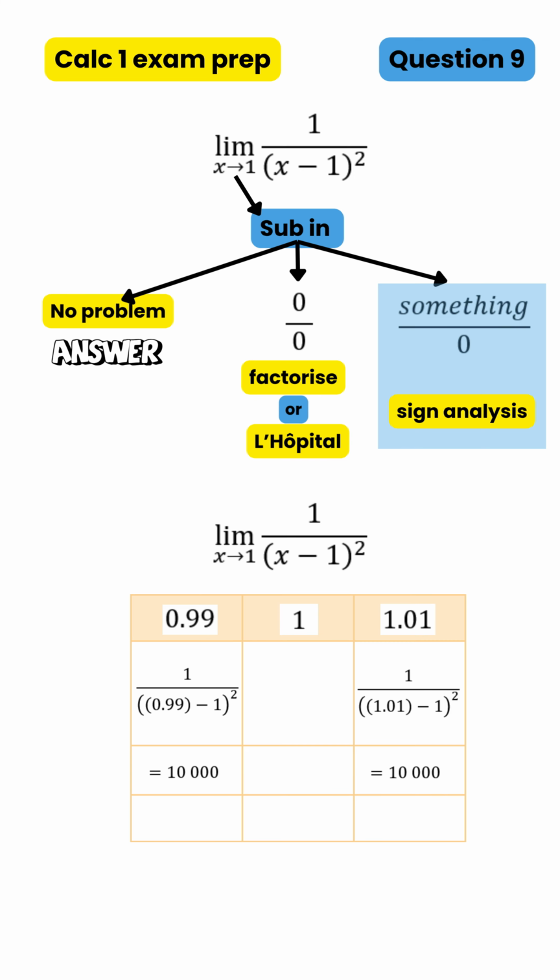It's important that in sign analysis we focus only on the signs. Since both sides gave us a positive, the limit exists and the answer will be positive infinity. If both had been negative, the answer would have been negative infinity. But remember, if the signs were different, then this limit would not exist.